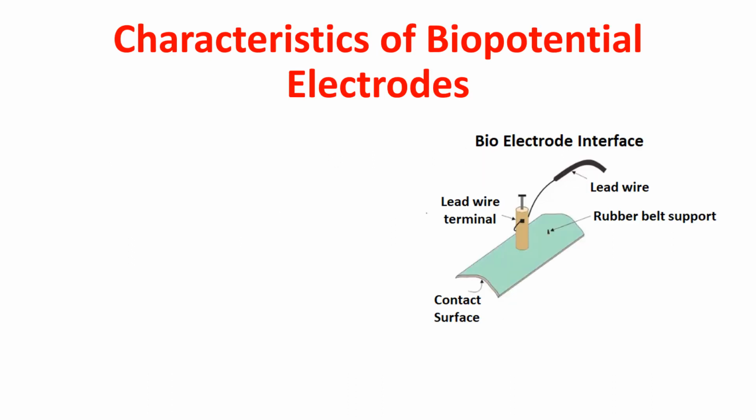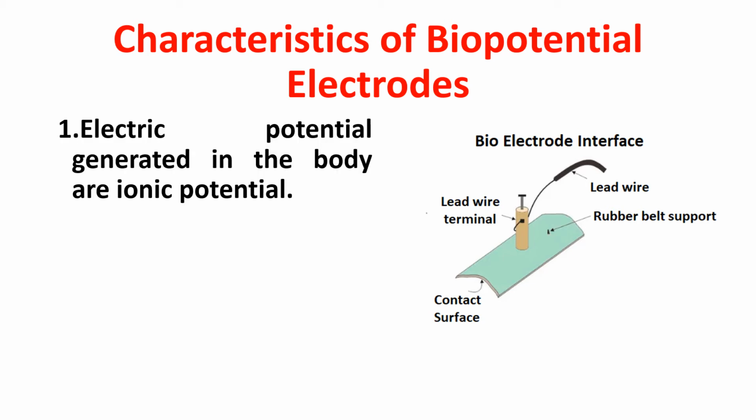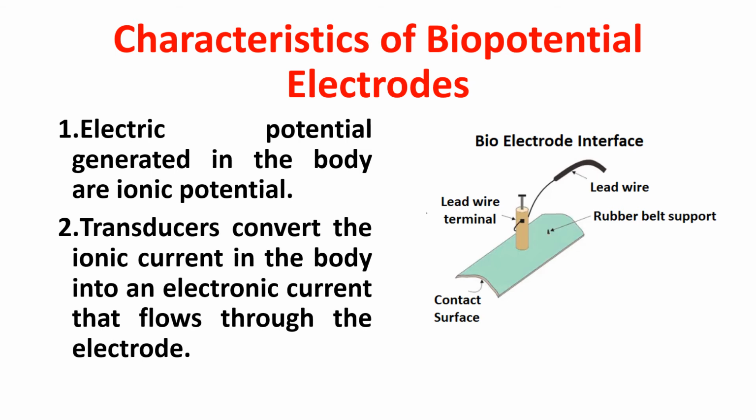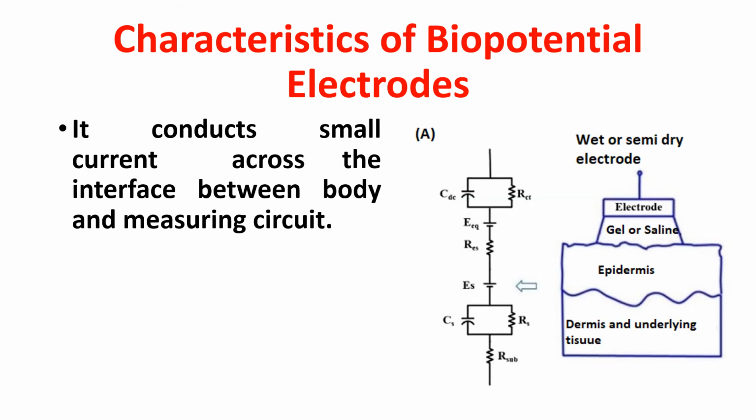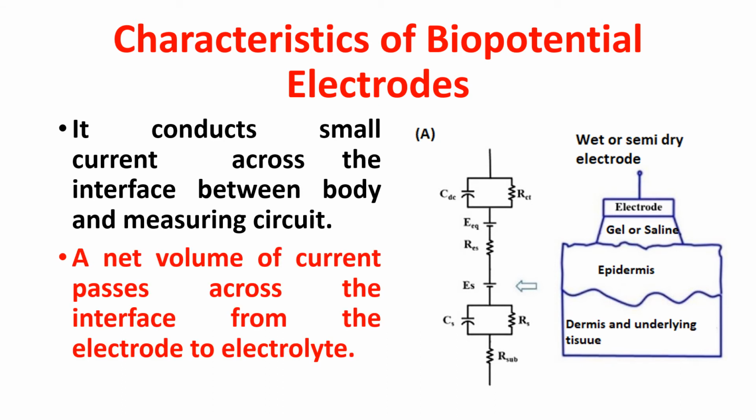Let us see the characteristics of biopotential electrodes. Electric potentials generated in the body are ionic potentials. The transducers convert the ionic current in the body into an electronic current that flows through the electrode. It conducts small current across the interface between body and measuring circuit. A net volume of current passes across the interface from the electrode to the electrolyte.